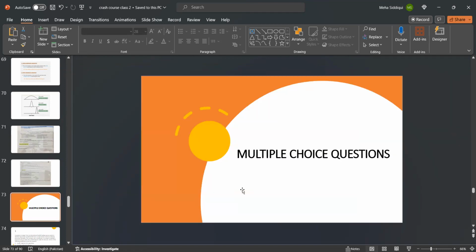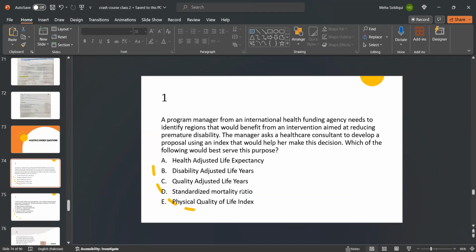Now coming to multiple choice questions. MCQ number 1. A program manager from an international health funding agency needs to identify regions that would benefit from an intervention aimed at reducing premature disability.